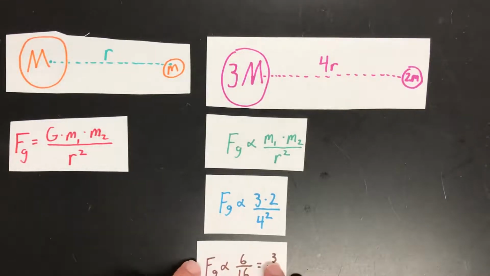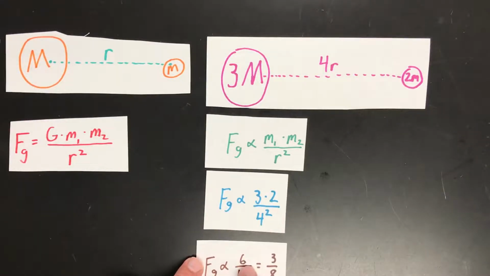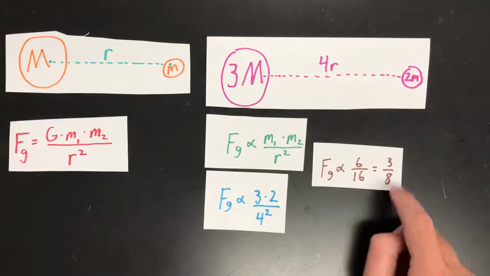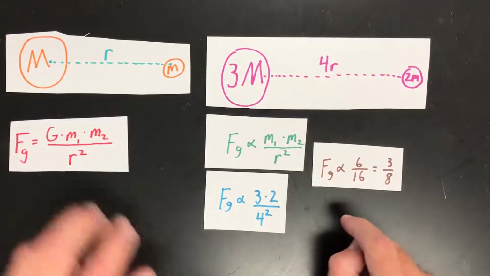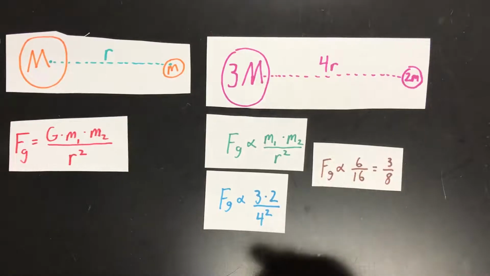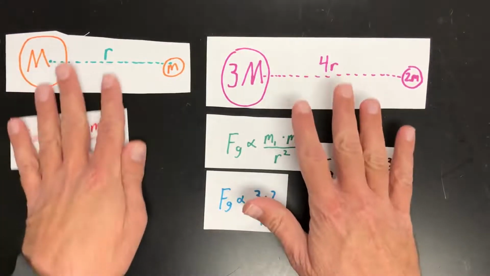So when we start to solve for that, 3 times 2 is 6, and 4 squared is 16. So can you see it? So you get 6/16 of the force, or reduce that, 3/8. So if we called this force F, then the force here would be 3/8 of that force.